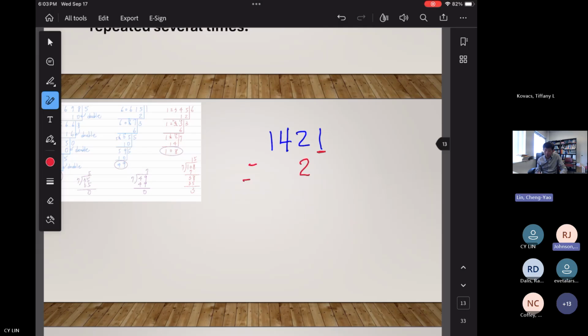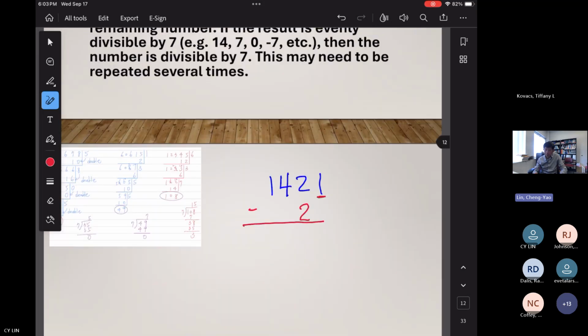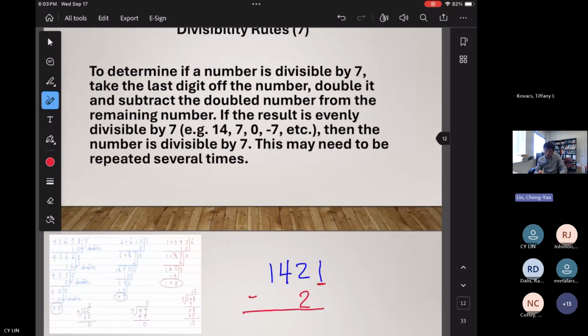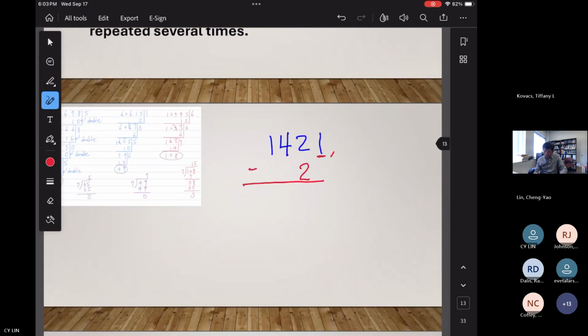So the question I have: when you doubled the 1, why did it end up in the tens place? No, it's different, it does not end up in the tens place. It's different because this is how we determine divisibility. That's a rule. Oh, okay, I see what you're saying. 1 times 2 is 20?